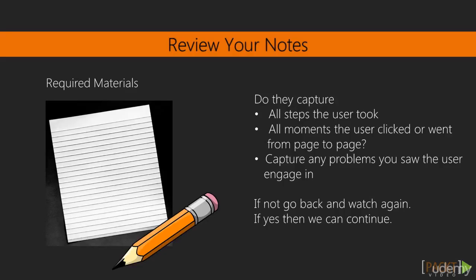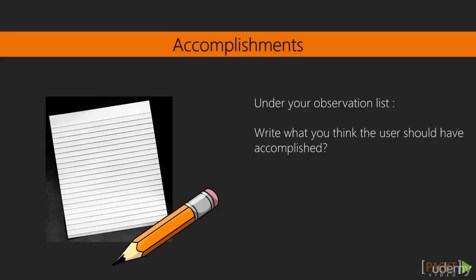Now that you've finished observing, write down what you think the user should have accomplished during their time on the website. Was there anything you observed that felt problematic or confusing? Take a look at your observation list. Was there any point during the interaction that you thought the user should have completed but didn't?